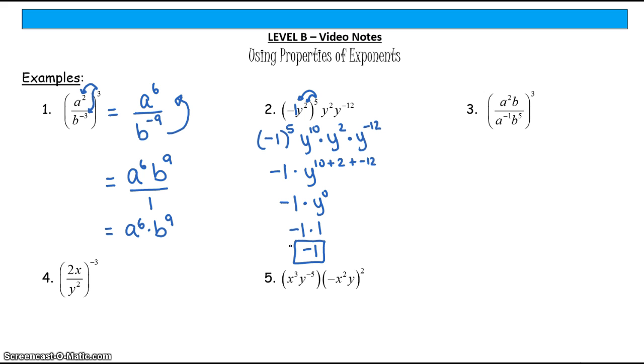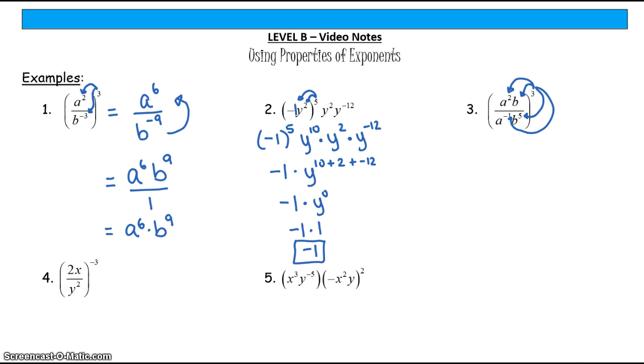Alright, let's take a little breath and go on to example number 3. Now notice that example number 3 is similar to example number 1. There's just a lot more bases in there, okay? So I'm going to take this 3, and I'm going to give it to each of the bases. This first A, the second B, the bottom B, and the bottom A, okay? And we're going to multiply each one of them.